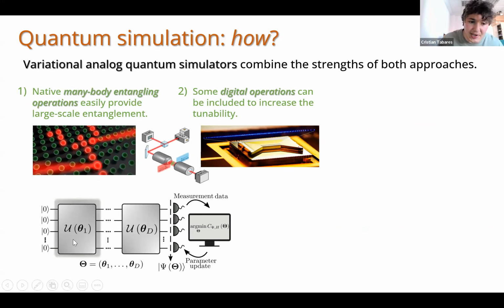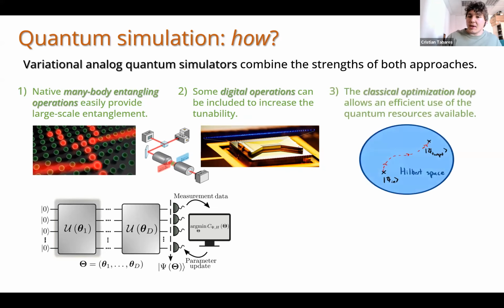So here, our parameterized quantum circuit doesn't have to be, for example, the type of ansatz that I showed you a couple of slides ago. We can use, for example, as this unitary, the quantum evolution generated by these many-body entangling operations, the time evolution, and that can be our quantum operation to entangle particles. And then we can also include some digital operations in this unitary that increase the tunability or the expressibility of our system. And on top of that, we include a classical optimization loop that allows us to efficiently use all the quantum resources that we have.